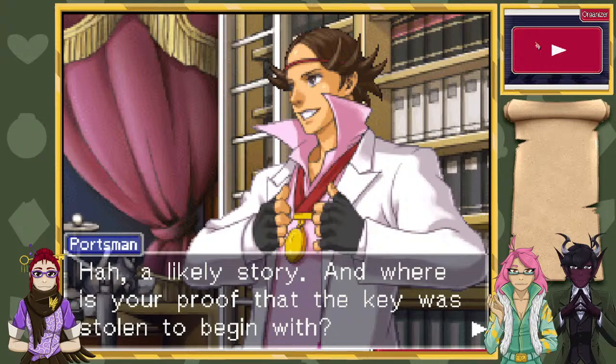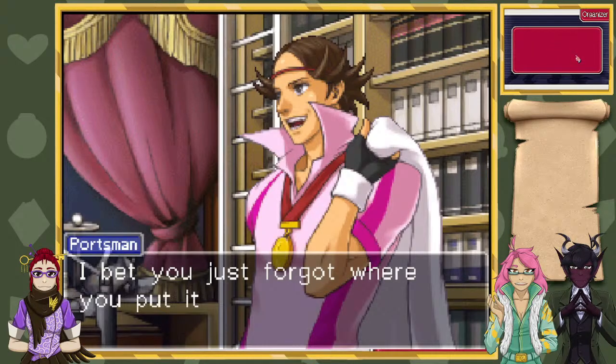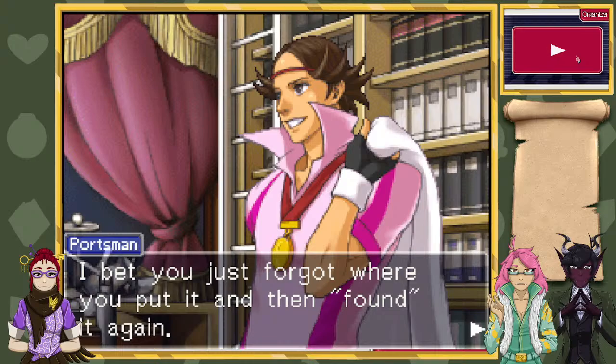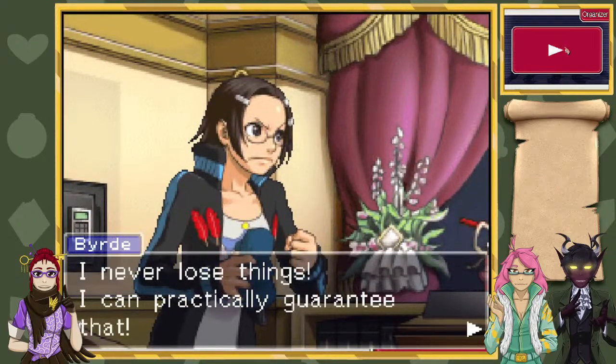Likely story, bro. And where is your proof that the key was stolen to begin with, bro? I bet you just forgot where you put it and then found it again, bro. Women, am I right, bro? I never lose things. I can practically guarantee that.